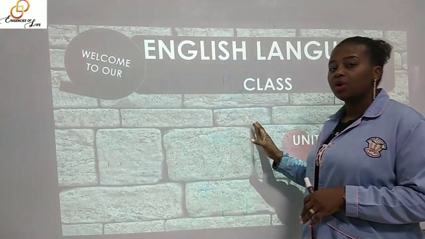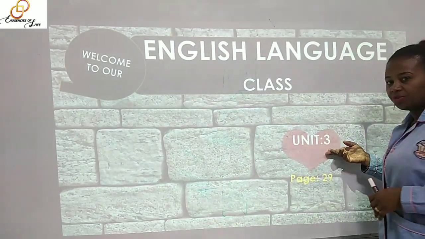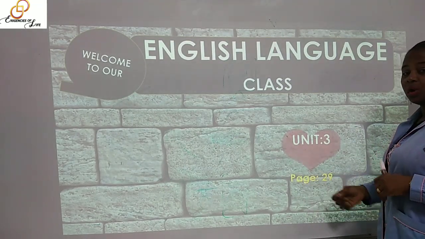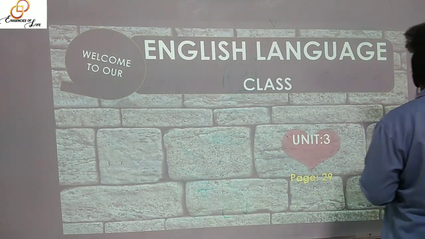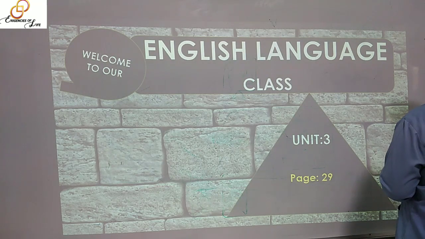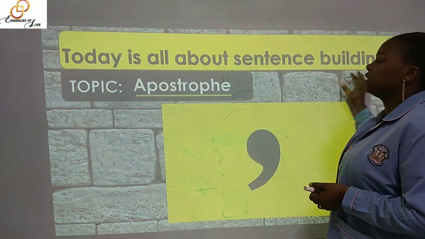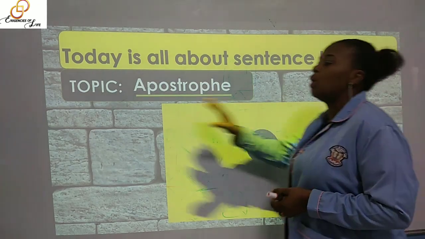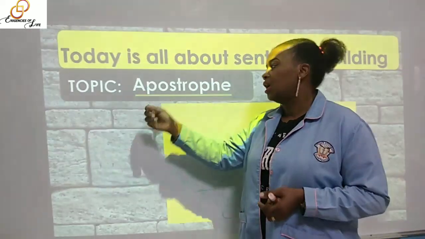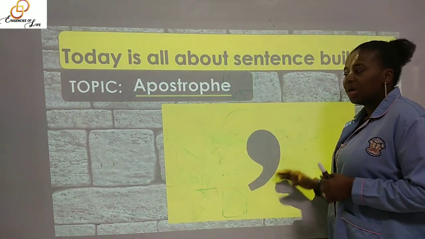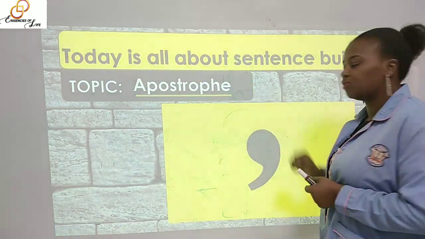Today we are going to be concentrating on our Unit 3. It's still Unit 3 we started this week, and then we're going to look on page 29. Then here is what we are going to do today. It is going to be all about sentence building today. And the topic we are going to concentrate on is apostrophe. And this picture you're seeing below is the symbol of apostrophe.